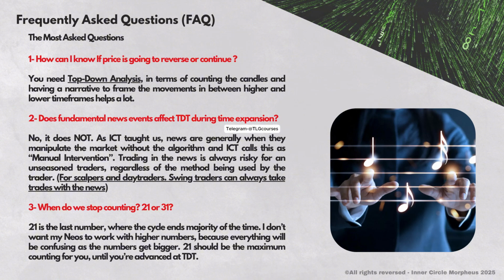Third question, when do we stop counting? At 21 or 31? 21 is the last number for the cycle most of the time. I don't want my Neos to work with higher numbers for now. Everything will be confusing as the numbers get bigger. 21 should be the maximum counting for you until you're advanced at TDT.